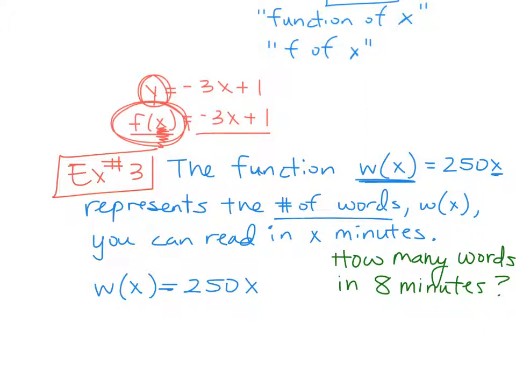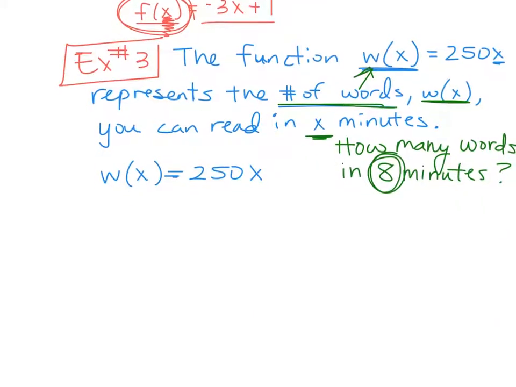So look at the equation, look at the way the problem is worded. It says the function w of x equals 250x represents the number of words w of x, so this is your number of words, you can read in x minutes. So we have the number 8 here. How many words could you read in 8 minutes? Where are you putting that? Where x is, right? Your number of minutes is x, so if they told us 8, we're plugging that in for x.